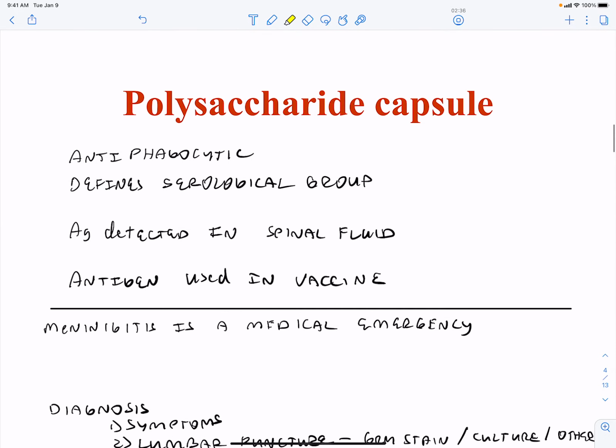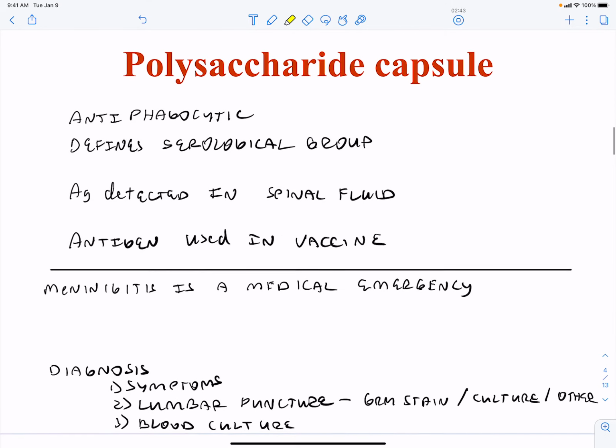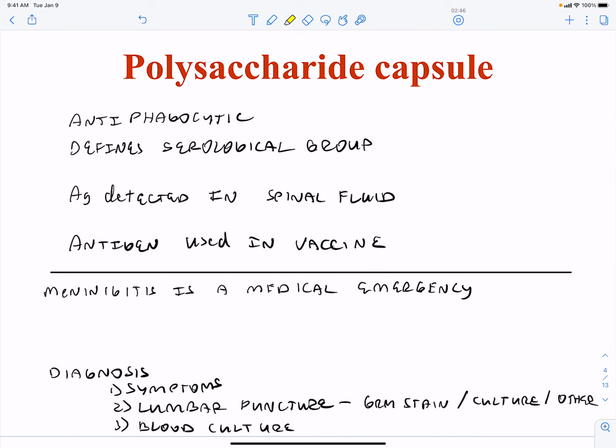Now, one of the things that's important for our bacteria that cause meningitis is the polysaccharide capsule. The polysaccharide capsule has some properties. It's going to be antiphagocytic. It also will define what type of bacteria is causing the infection. You can actually detect the polysaccharide antigen in the spinal fluid, and it is the target of the vaccines used for these bacteria.